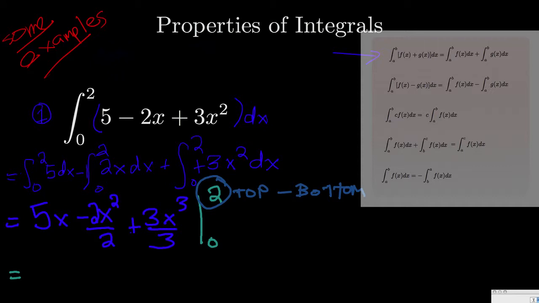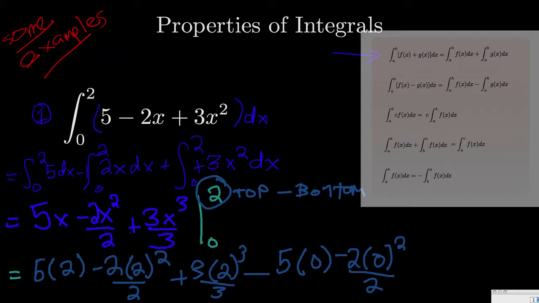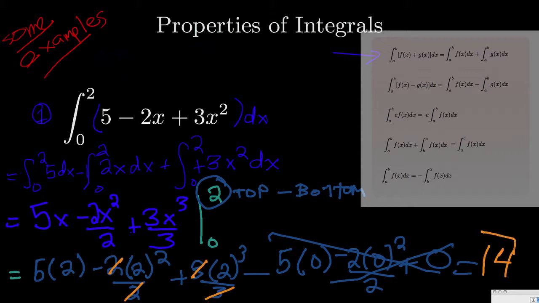So you plug in 2, and plus 3 times 2 cubed over 3. And then minus, you plug in 0 into everything. And then this whole part right here is just going to equal 0. And then all you have left over is this guy, which is 14. And that's it.